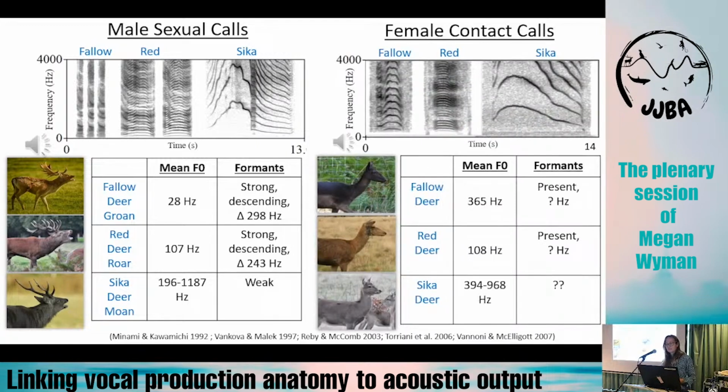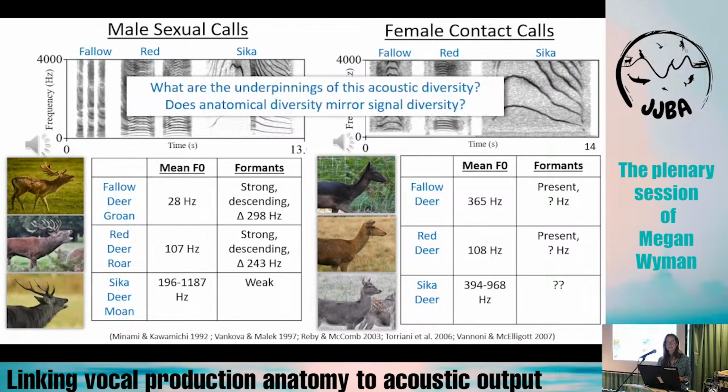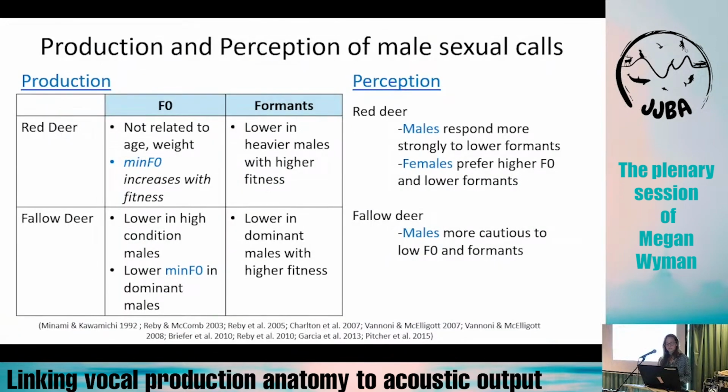Now here's the females for comparison. So sort of similar, kind of sounds like air coming out of a balloon. And here, instead of the fallow deer having the lowest call, the red deer female has the lowest call. And it doesn't appear to have a lot of mobile formants going on in these species, in this sex of these species. So we want to look at what are the underpinnings of this vocal diversity, and how does the anatomical diversity mirror what's going on in the calls.